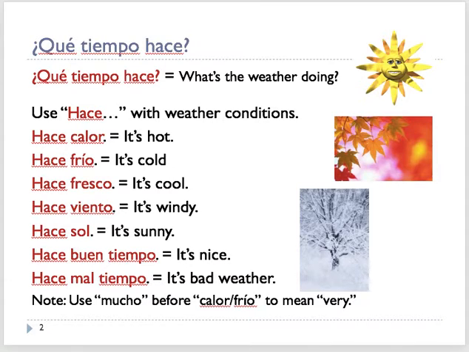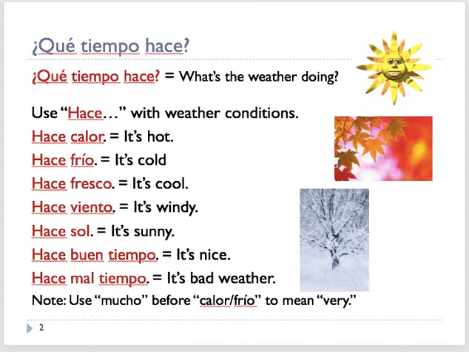But let's practice that. Repetan. Hace mucho calor. Hace mucho frío. You can also say it's very windy. Hace mucho viento, kind of like it is today, right? So let's repeat these again.